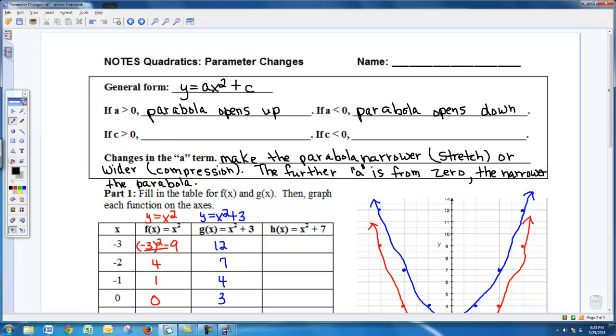Okay, and then the last thing is, how about changes in C? How do they affect the parabola? Well, remember, if C is greater than 0, the vertex shifts up. And if C is less than 0, or if we're subtracting something from the parent function, the vertex shifts down. And that sums it up for today.